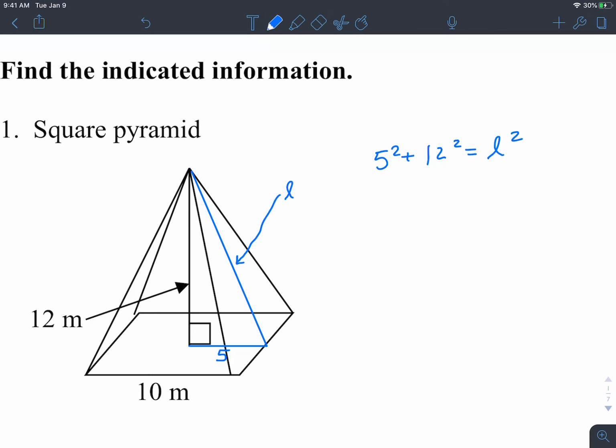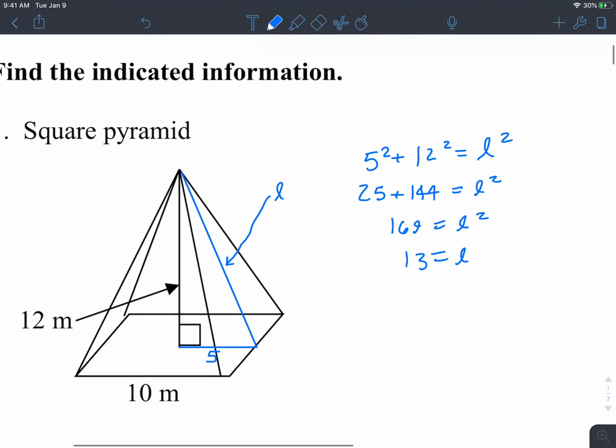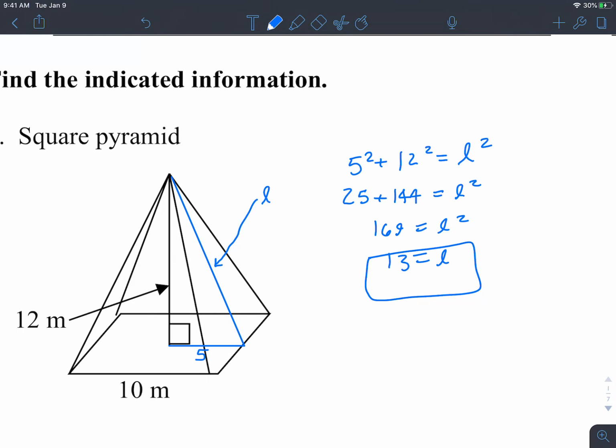It's Pythagorean theorem there. So that'll be 25 plus 12 squared. That'll be 144 equals L squared. I think that adds up here to 169. And then when we square root both sides, we will get L is 13. Okay, and that's one crucial thing we will need here for our formulas.